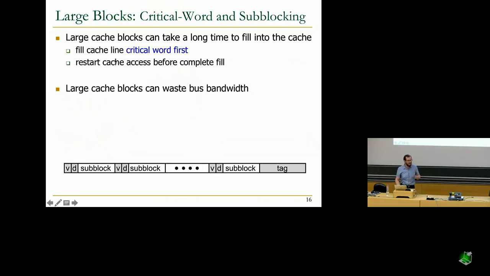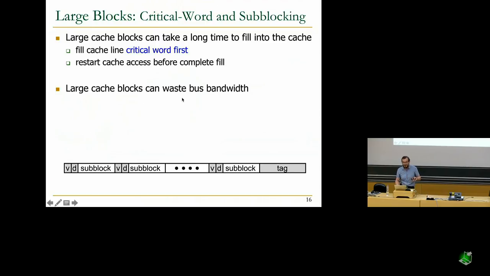So the idea that people have developed, and many processors implement this today, is to fill the cache line critical word first. Basically, you first fetch the critical word. This is called the critical word. The load instruction requires the 4 bytes that are at the end of the cache block. So fetch that first and supply it to the processor, and then fill the cache line. That's the idea. Okay, I don't want to go into more detail about that, but hopefully this is clear. You have a more important word in the 64 bytes than others.